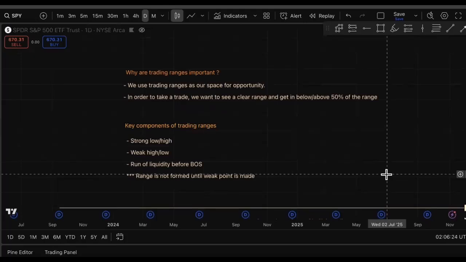All right, so today we're gonna go over what trading ranges are. And the first thing we've got to figure out is why trading ranges are important. It's cool to know what it is, but you gotta know when to use them, how to use them, why to use them. So we use trading ranges as space for opportunity.